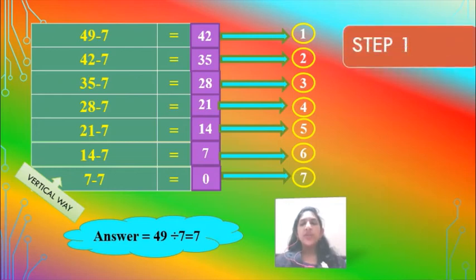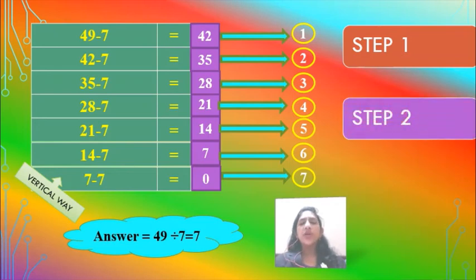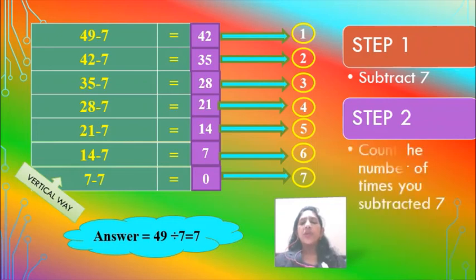So let's just understand division by repeated subtraction. There are two steps involved. First step is to subtract the number of equal groups or equal distribution of items or objects that you need to make. Here in this case I had to subtract 7 because I had to distribute 7 smileys to my students, right? And in my step 2, I'll need to count the number of times we have subtracted 7 from the 49, right?